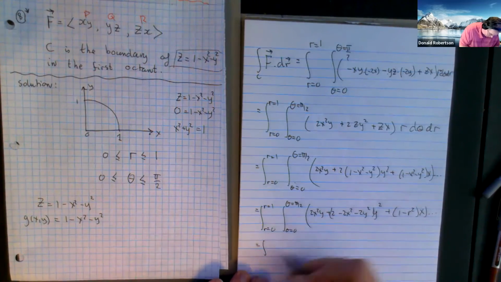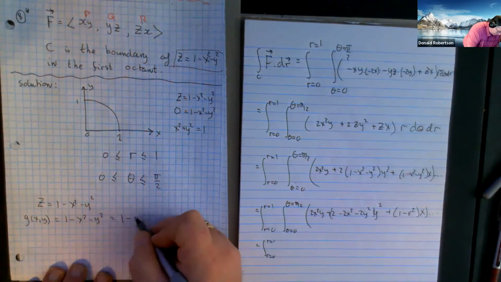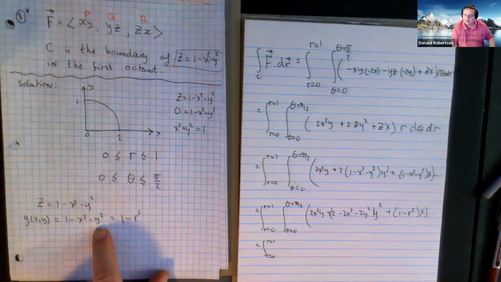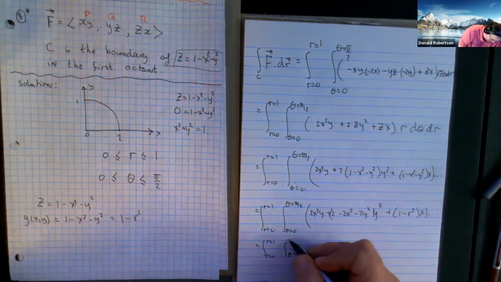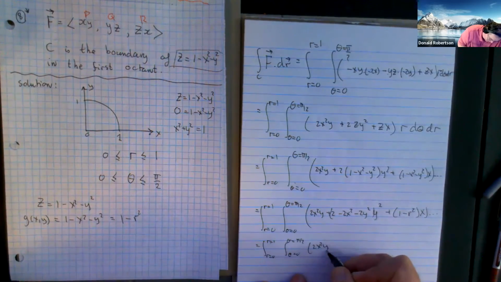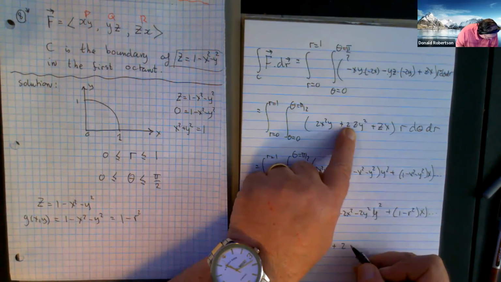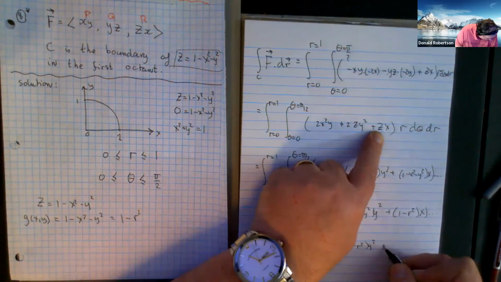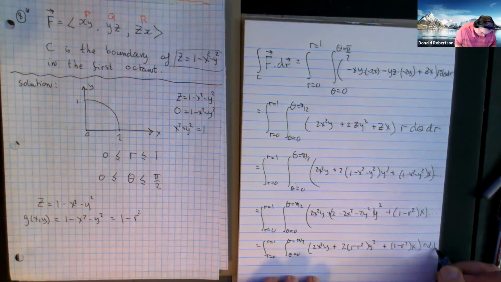I'm rewriting this line. I just saw something I could do that would make my life easier. Couldn't I have called that 1 take away r squared? Right, 1 minus x squared minus y squared is that guy. So pretend I didn't do that line. It's going to be 2x squared y plus 2 lots of that guy, y squared, plus that guy, with an r, call it dA.